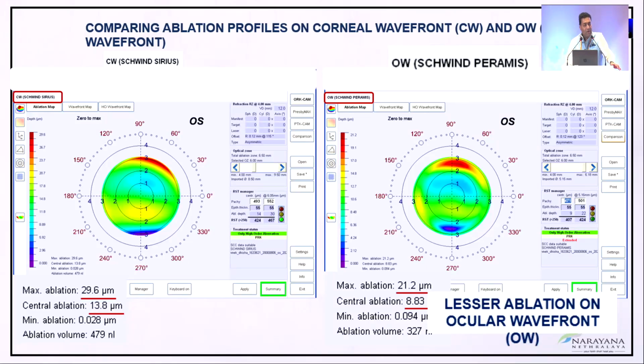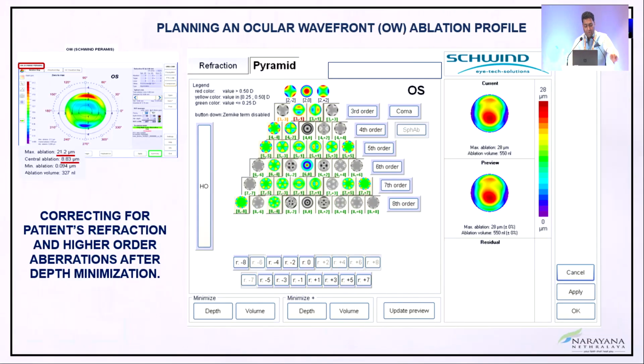So for the ocular wavefront, if you have a good aberrometer, the pyramidal wavefront aberrometer Peramis from CSO is excellent. Even in the most aberrated eye, you're able to get really repeatable and decent aberrations. You're also able to change the aberrations. When you have a high level of aberrations being treated, your ablation depth increases.